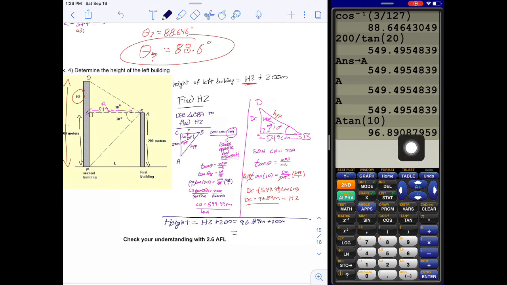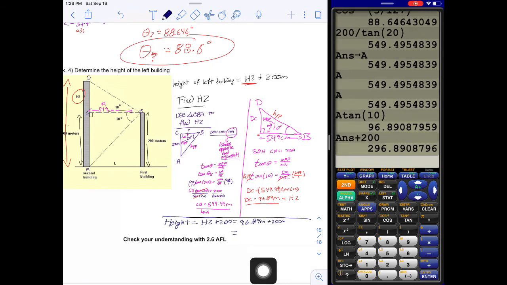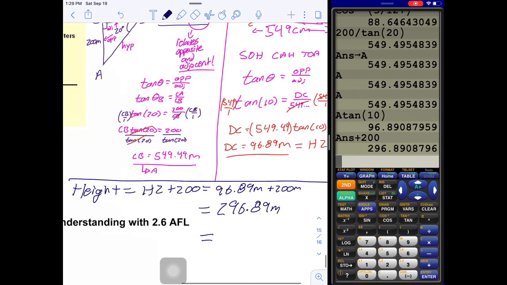Remember, our last number is the thing we want to use, so we're going to press second, ans, plus 200, and that gives me 296.89 meters, and let's round that to the nearest meter. The nearest meter is no decimal place, so this will be 297, because your 8 is greater than 5, so it rounds the number up to the left of it, meters.